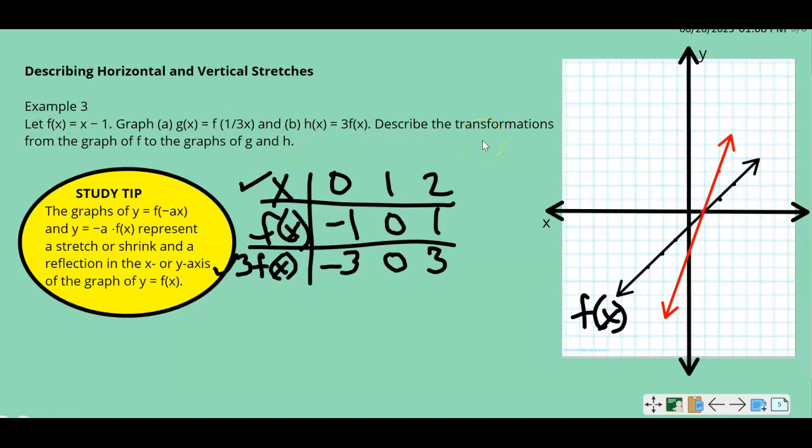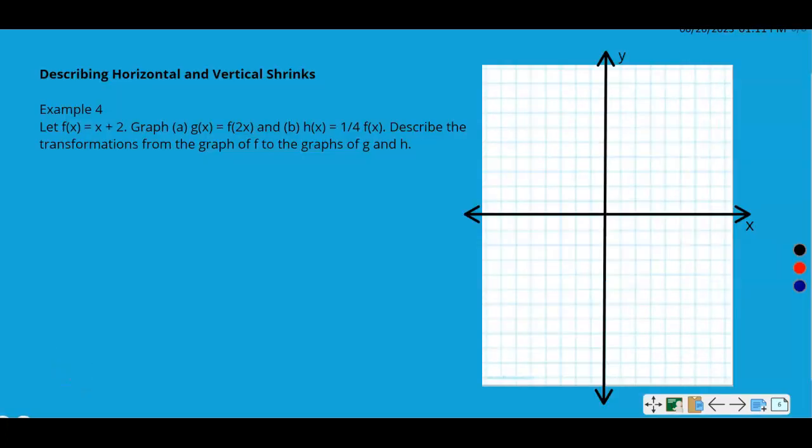So it says describe the transformation from the graph of f. All right, so to find the output of h, you had to multiply each output by 3, and then the graph would consist of your x and your 3 times f of x numbers here. And that is all for example 3. All right, example 4 is going to be very similar.